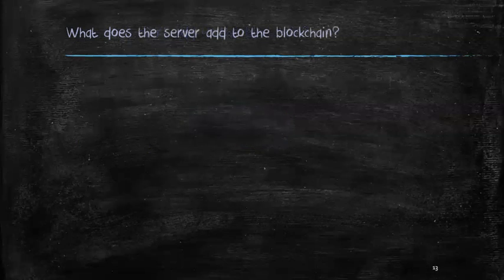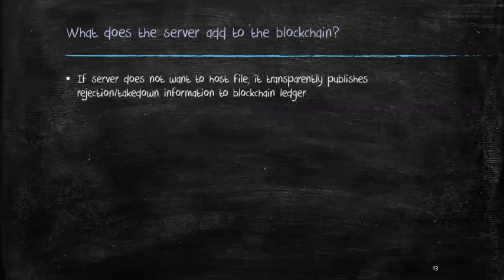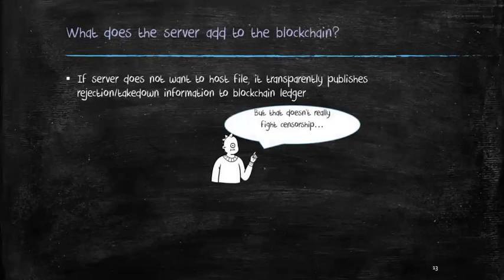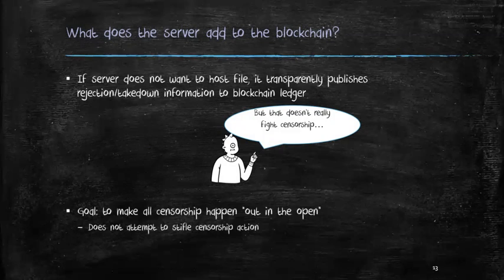Now, the next case is what happens when the server wants to take down something. What does it add to the blockchain? Here, the server can overtly state the reason why it's taking down the file, and put some identifying signature or contents of the file onto the blockchain, along with the reason that it had taken that down. And you may ask, well, it doesn't really fight censorship here, does it? No, it doesn't, because the goal of this project is to make censorship happen in the open, and it does not aim to stifle censorship in any sense. It's just to make sure that people do know that censorship is happening.